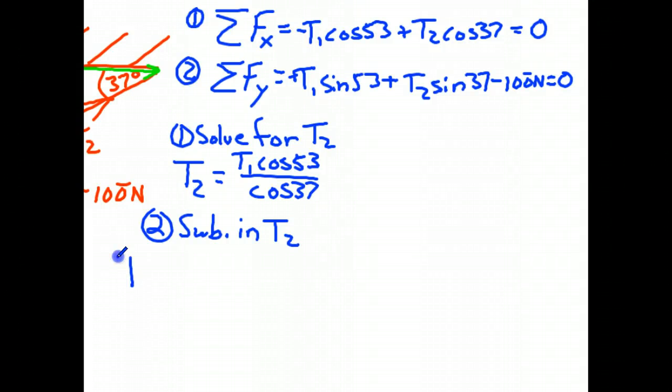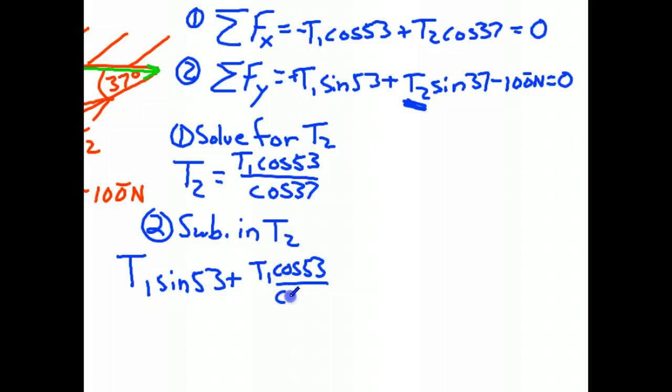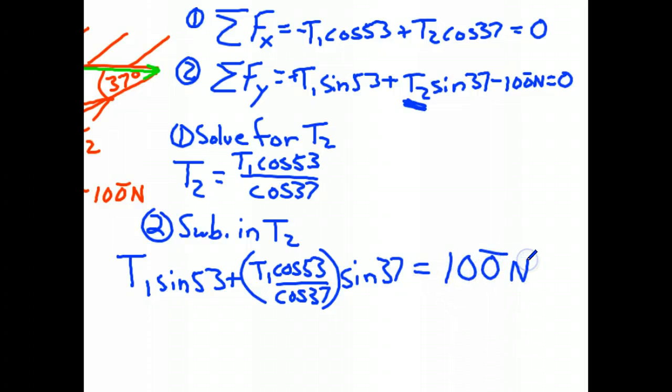So T1 sine of 53 plus, now here's my T2 right here, T1 cosine of 53 divided by cosine of 37. I'm going to put that in parentheses just to remind you that that's T2. And that's nice. It actually was right under the substitute in T2. All right. Now don't forget the sine of 37. And I'm going to go ahead and equal that to negative 100 newtons.